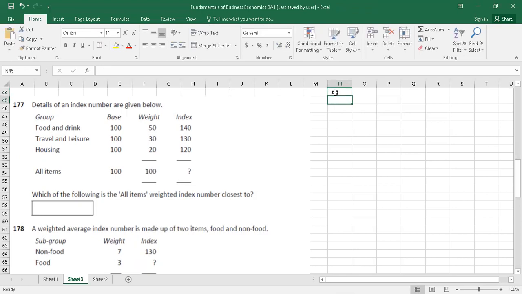We see there are 3 items: food and drink, travel and leisure, housing. The base is already given to us as 100. Then weights are given. If we are asked to find the weighted average index, take the weights and the index, multiply both of them, and sum total, sigma. The formula for weighted average is sigma WI divided by sigma W.